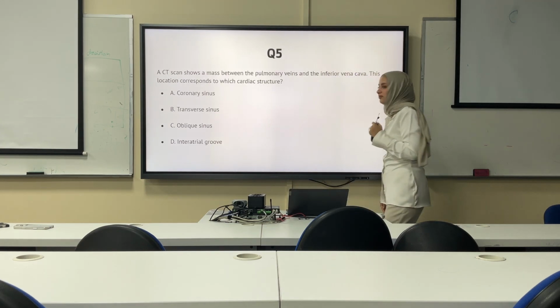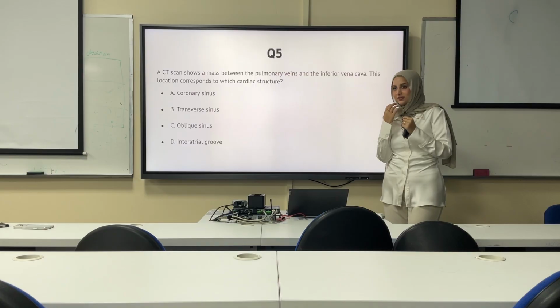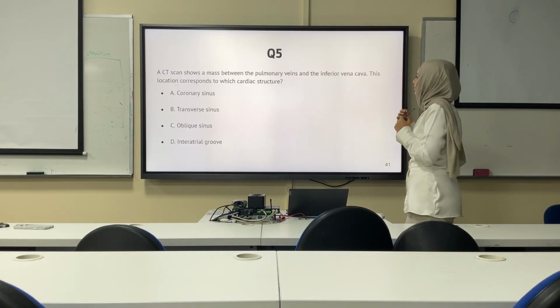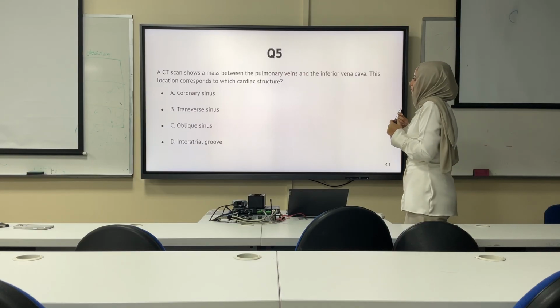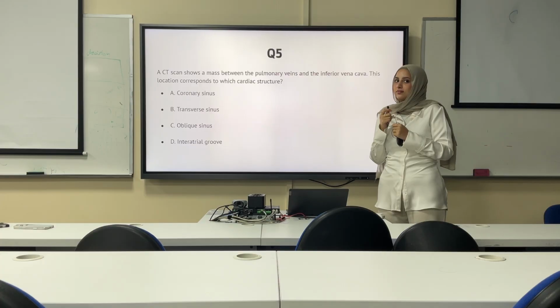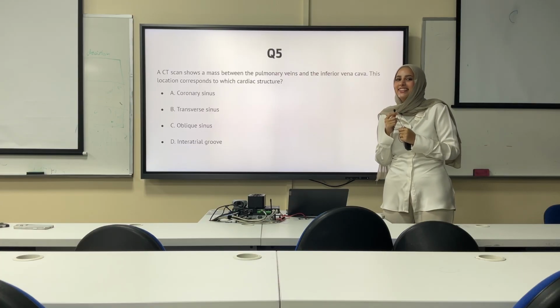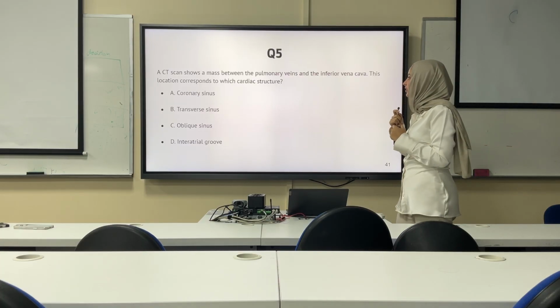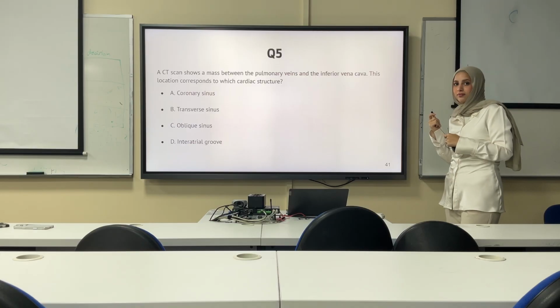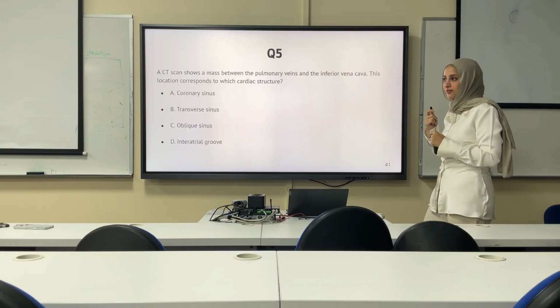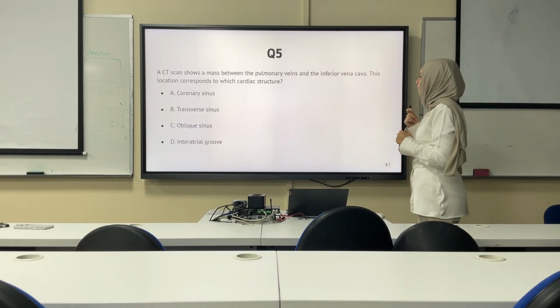Now, question 5. A CT scan shows a mass between the pulmonary veins and the inferior vena cava. This location corresponds to which cardiac structure? C, oblique. Between the pulmonary veins and the inferior vena cava. No. It's where you put your finger. So, transverse.